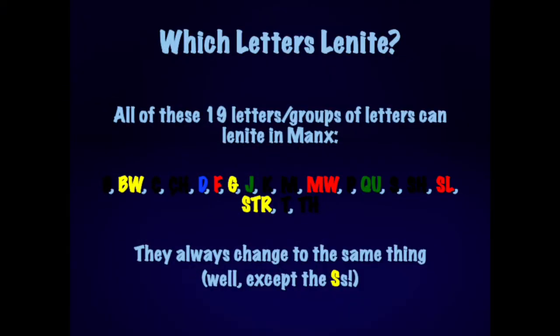How are we doing? We've got a fair few of them done now, but still plenty left to do. So BW and MW. These letters essentially just disappear. In fact, they're in a whole group of letters that just disappear when you lenite them. So if we get rid of both B and M, we're left with just W.